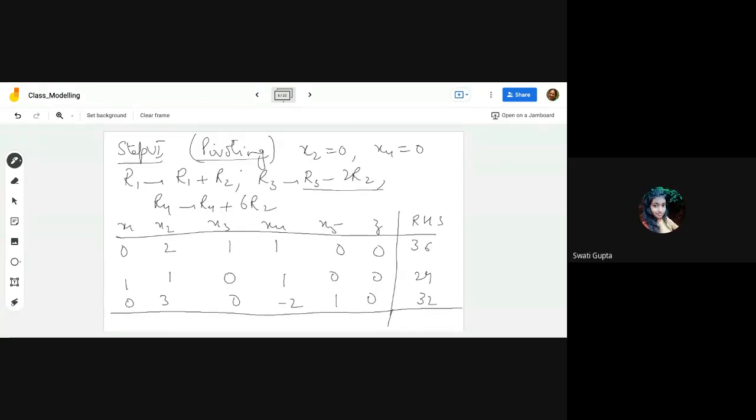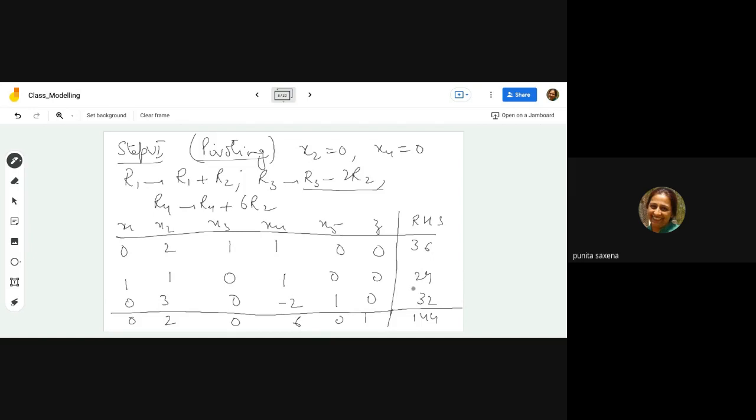Student: 0, 0, 2, 2, 0, 0, 6, 0, 1, 6, 0, 1, and here 144. Teacher: 144. Right? Now see, this is your new table.